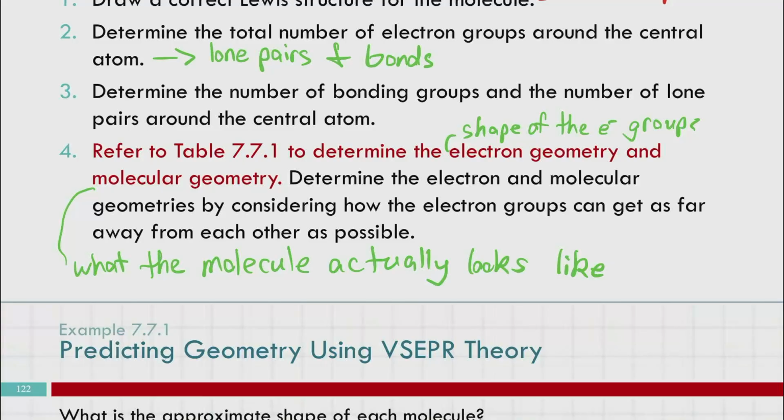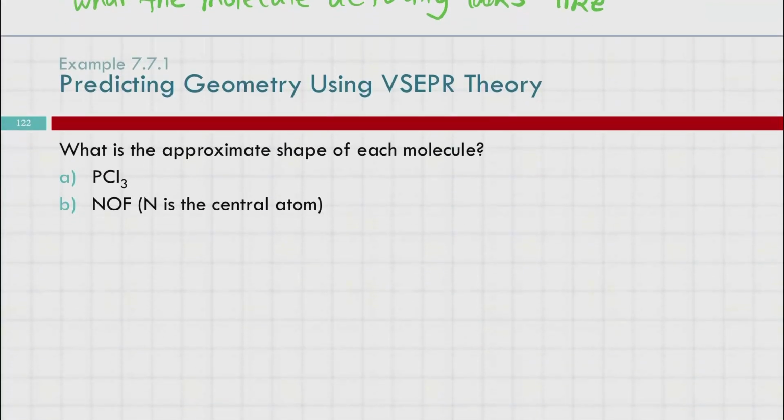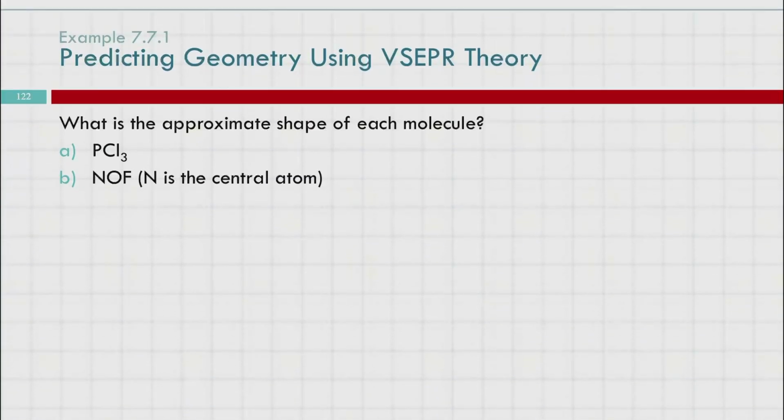So we're going to come up with some geometries, some shapes using our VSEPR, valence shell electron pair repulsion theory. What is the approximate shape of each of these molecules? We've got PCl3 and NOF.